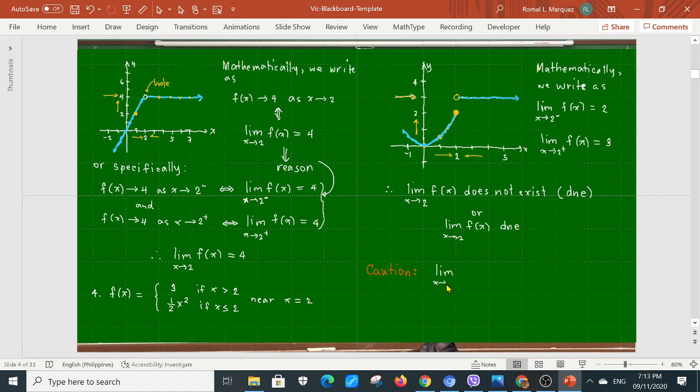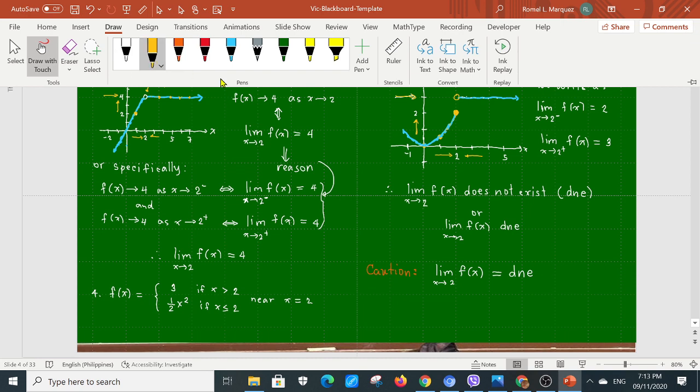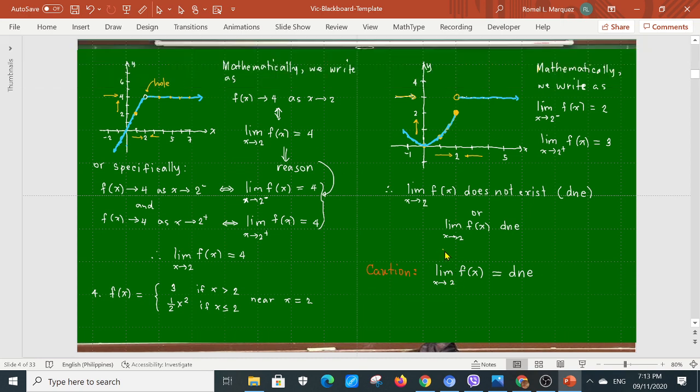So limit as x approaches, let's say, 2 of f of x, and you put equals does not exist. That's not correct, no? I will put a big mark. It's not right to write. Is that clear, guys?